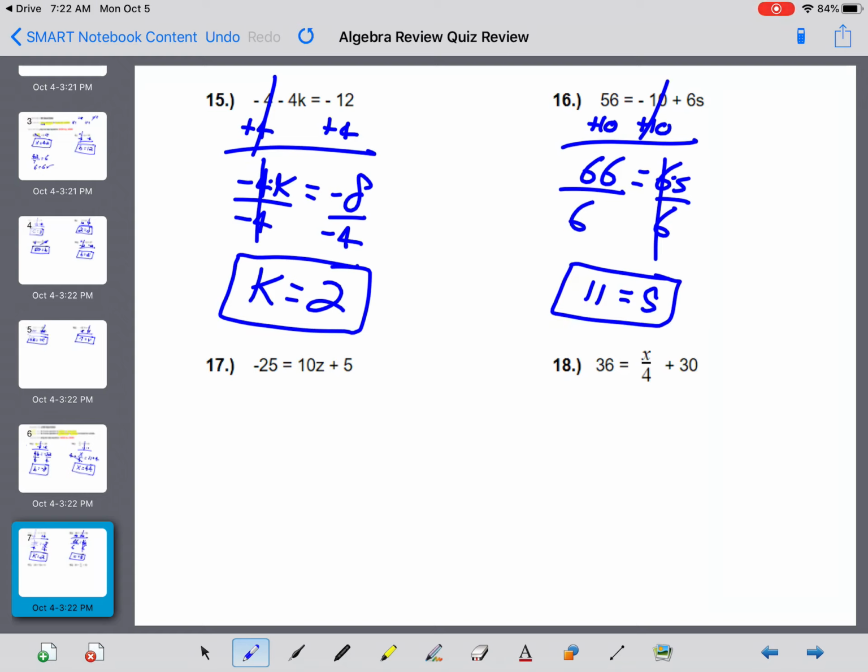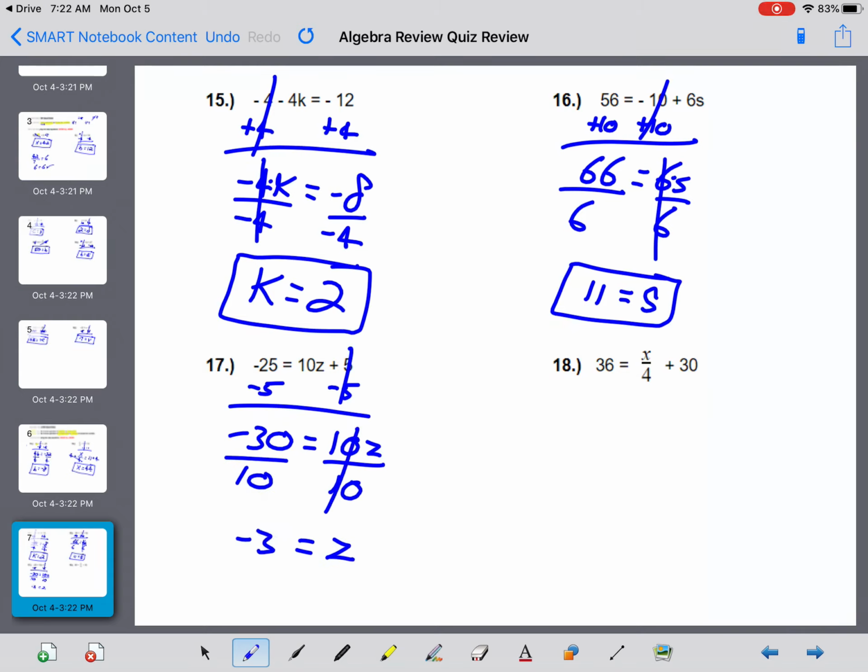Negative 25 equals 10z plus 5. Subtract 5 on both sides. Negative 30 equals 10z. Divide both sides by 10, and z equals negative 3.